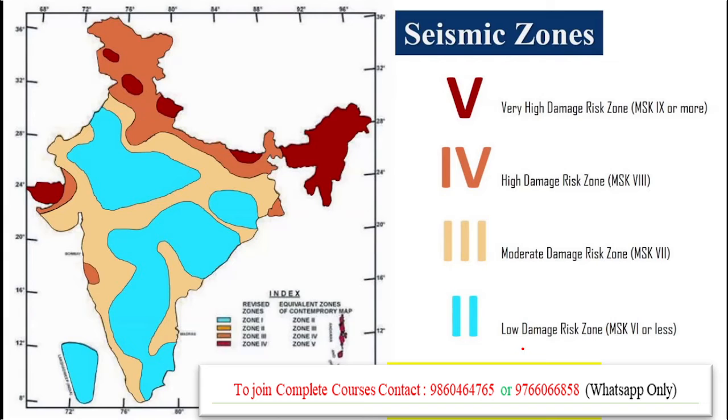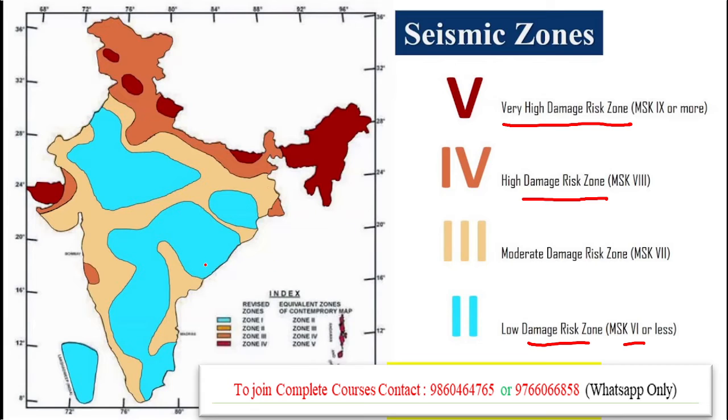In zone two, there is low damage risk due to the earthquake. And in three, there is moderate damage risk. Clear. Then four is the high damage risk zone. And five is the very high damage risk zone. So 2, 3, 4, 5, these are the four important seismic zones, and the map will represent in which areas these zones occur in India, in which states.